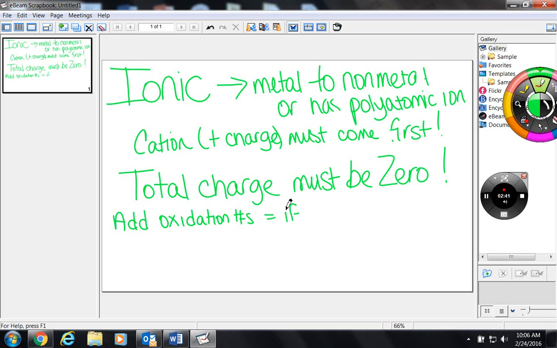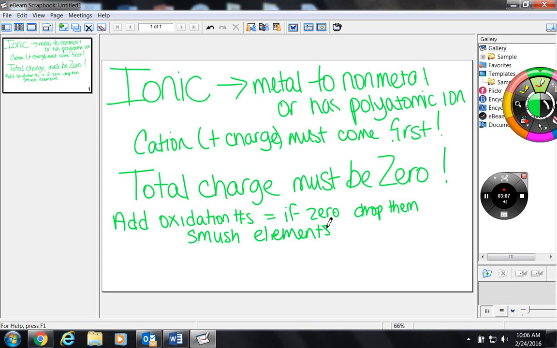If 0, drop them. Miss Patty, what do you mean by zero, drop them? If, like, plus 2 minus 2, if they add up to 0, get rid of them. Don't write them in the compound.